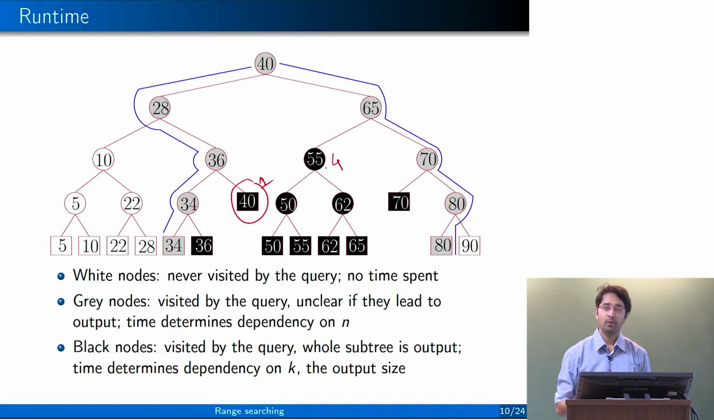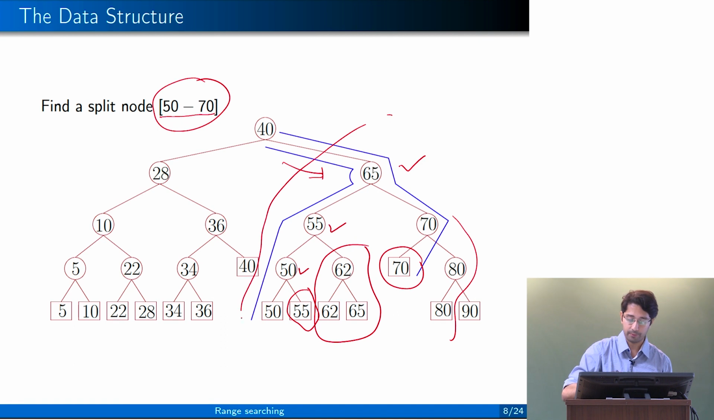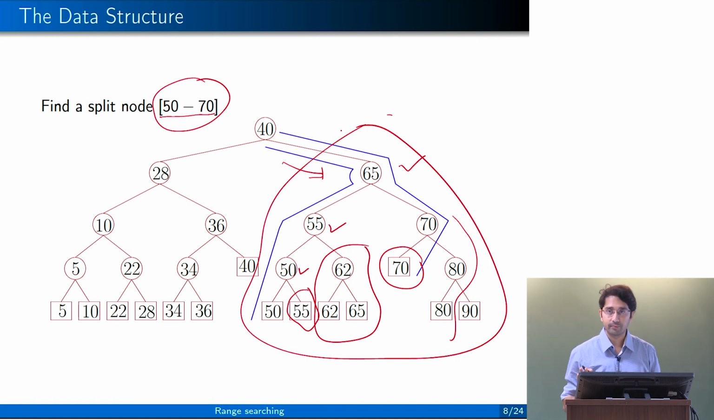So exactly what I will do is, you go to this, the range is 50 to 70. What is the root node? 40. 40 is left of the range. I know that all the values greater than 40 are stored in the right subtree, so I do not need to search in the left subtree. I will go right. What is the next node? Next node 65. That is in between the range. So this is my split node.